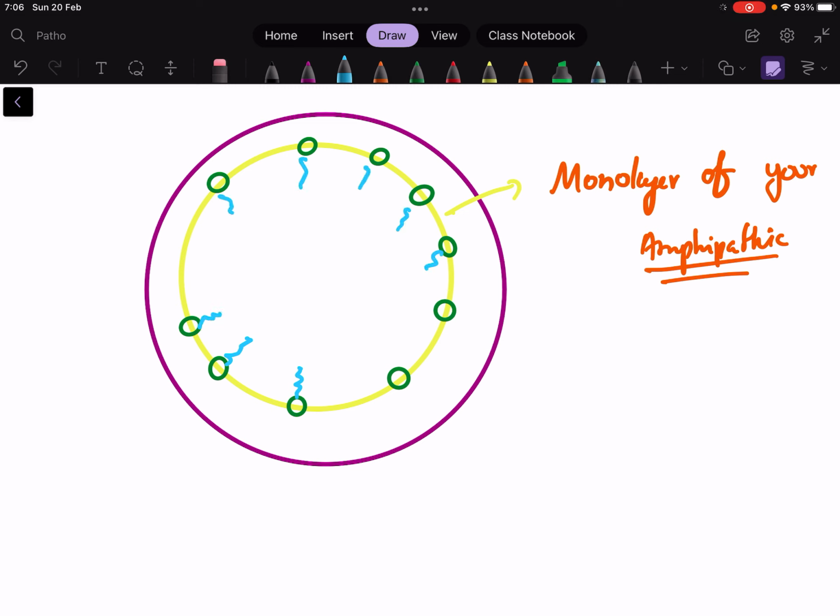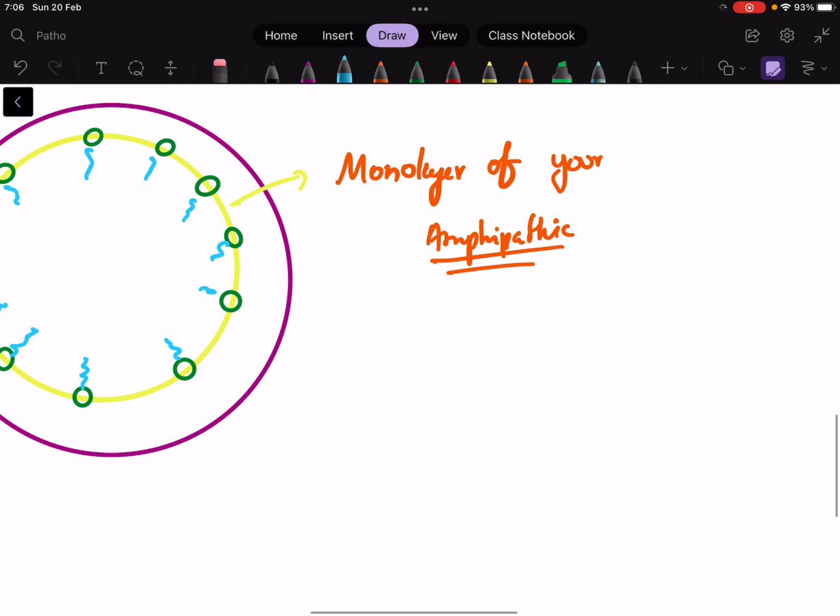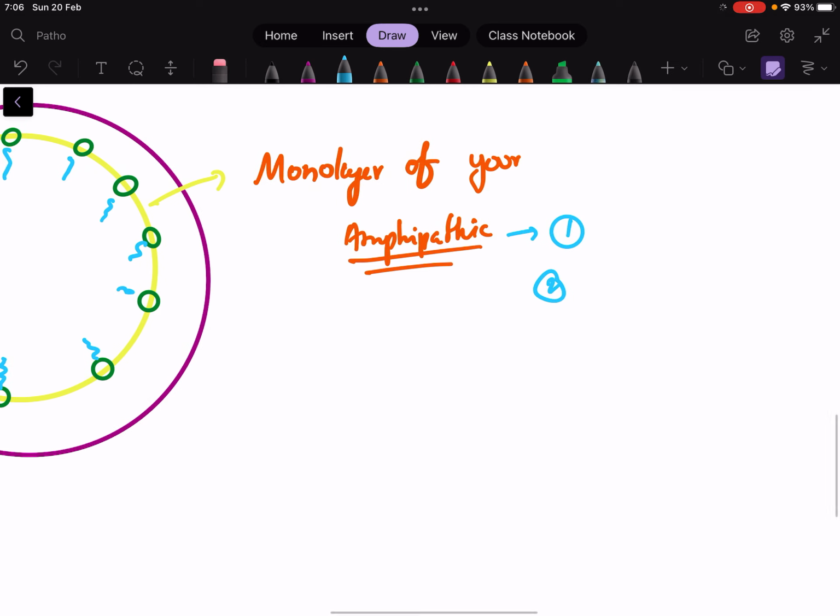This is your monolayer of amphipathic lipids. So what are your amphipathic lipids again? The amphipathic lipids are phospholipids and cholesterol. And after that innermost layer, now you may ask why there is a monolayer of amphipathic lipids present outside.